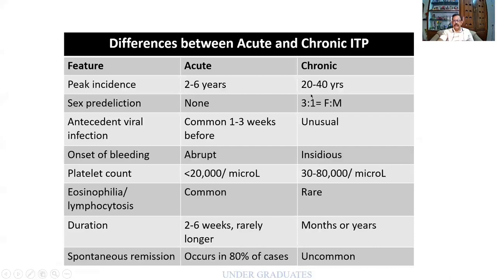Chronic, on the contrary, occurs in adults. So the peak incidence is 20 to 40 years. Female-male ratio is 3:1. No viral history. The bleeding manifestation is insidious, that is, it is very slow in progress and suddenly noticed. Platelets are 30 to 80,000. Eosinophilia is rare and the duration is several months or years. Spontaneous remission is uncommon. Please learn by heart the differences between these. Whenever there are differences, kindly learn them by heart, because this table can be used for acute ITP, chronic ITP, and so on.